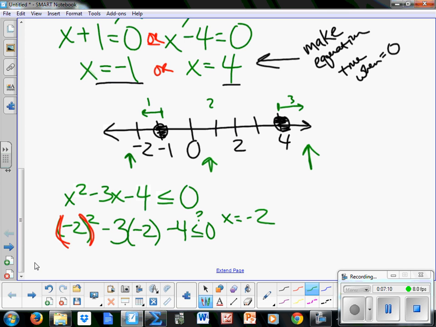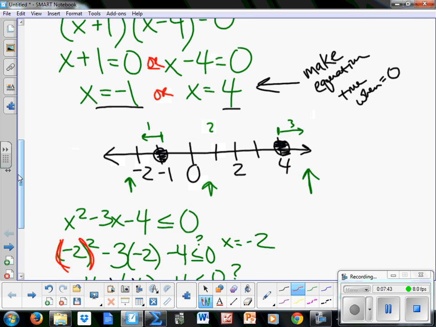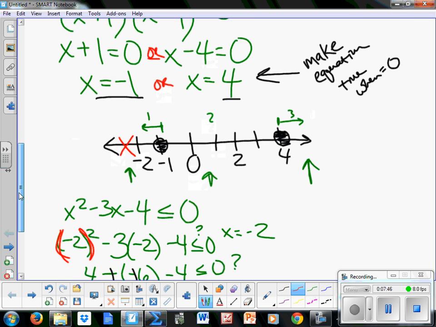Let's see. So we have (-2) squared, which is 4, minus -6, minus 4. If we have 4 minus -6, this is going to be plus 6, so it's 10 minus 4, which is 6. So is 6 less than or equal to 0? No. So this is not correct. We're going to go up here, and no, we're not going to shade that region. Okay?